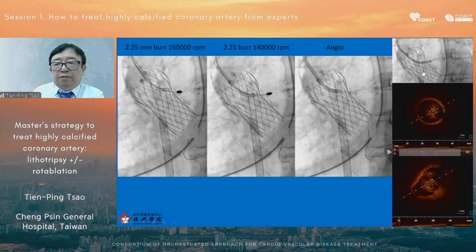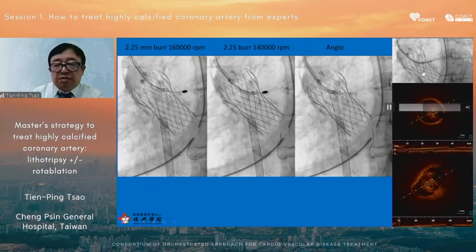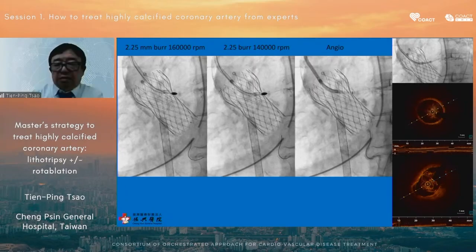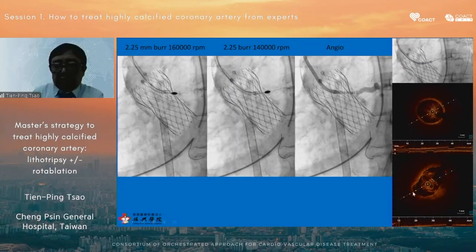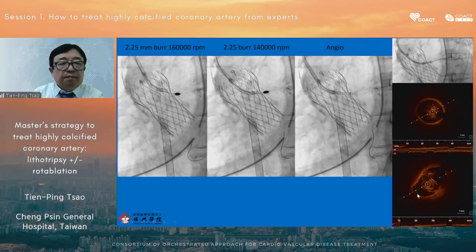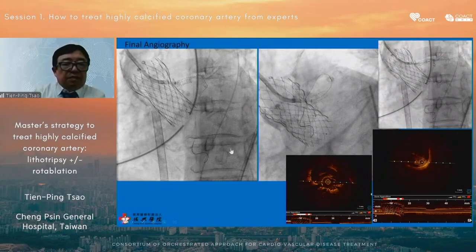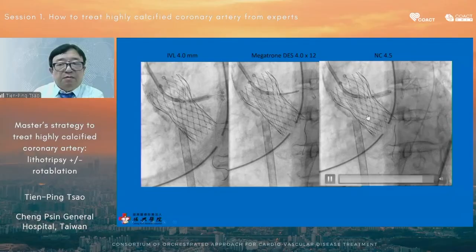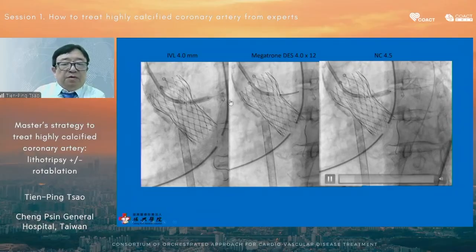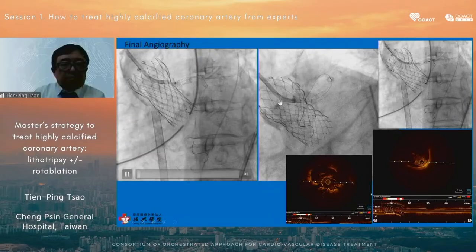And because of the poor renal function, we use 10% dextrose to guide our procedure. And we can see the 2.25 burr can create a larger lumen. So after that, we use IVL, and then Megatron, DES, and then NC balloon post-dilatation 4.5. So this is the final angiography result.